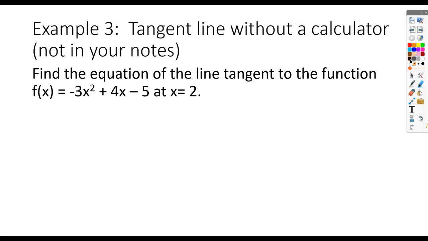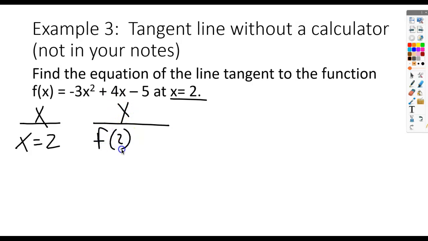So the first thing we need is an x value, right? Well, they gave us the x value. The next thing we need to do is find our y value. The way that you do that, according to the steps on the last page, is you plug the x value that I gave you, which in this case is 2, into the original function. That's this thing here. So let's do that.